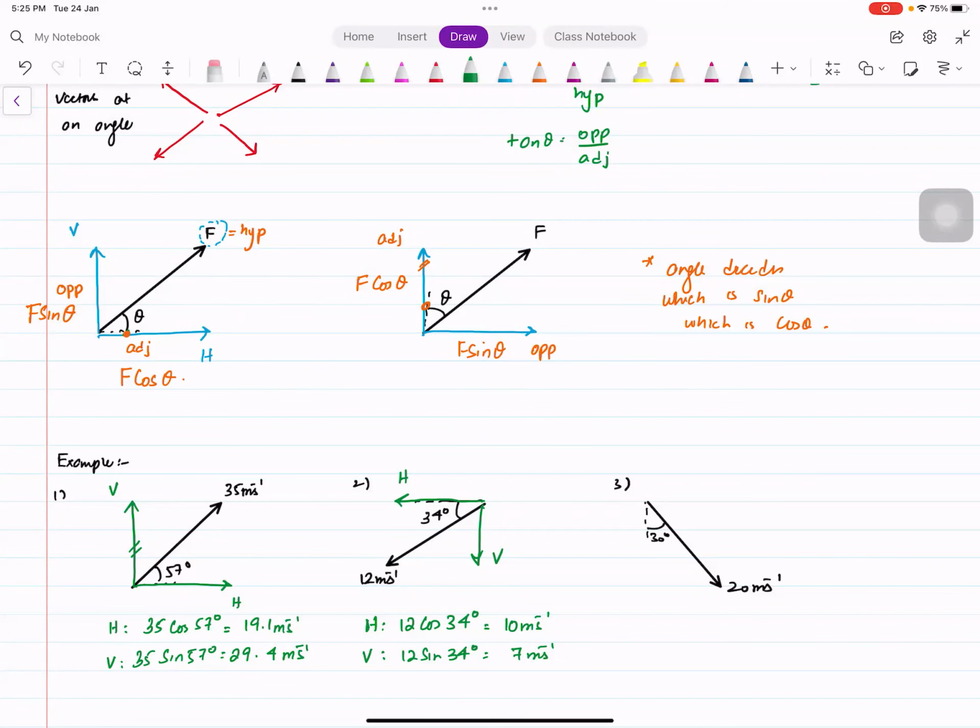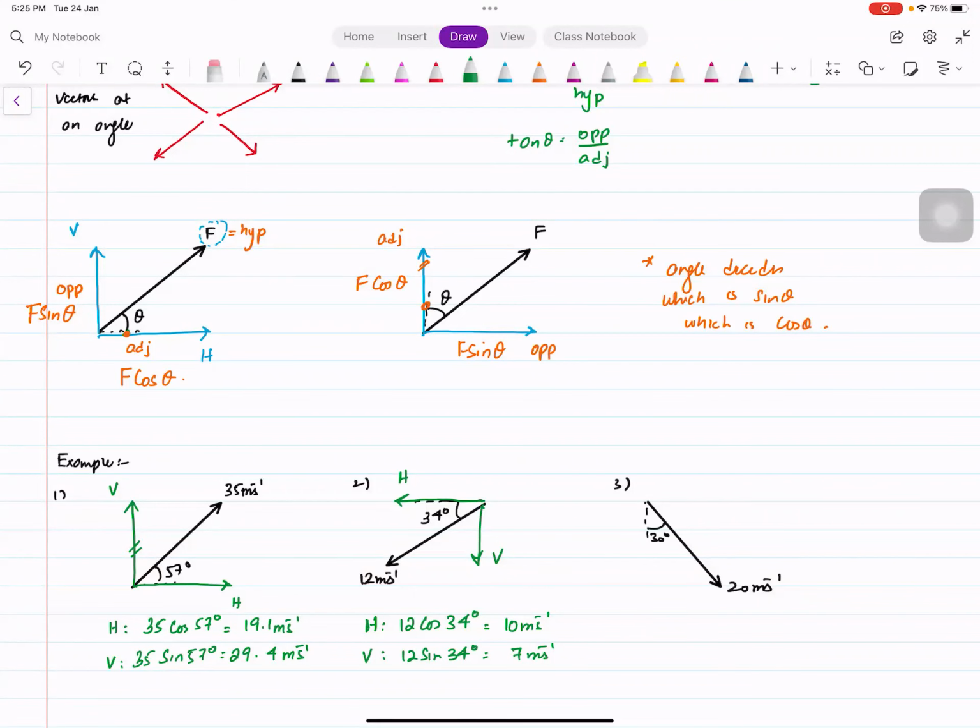Sir, for example, if the vector is pointing downwards, will it affect whether it is positive or negative? It does, but right now we're not looking at that. We will look at that when we have multiple vectors. Okay.